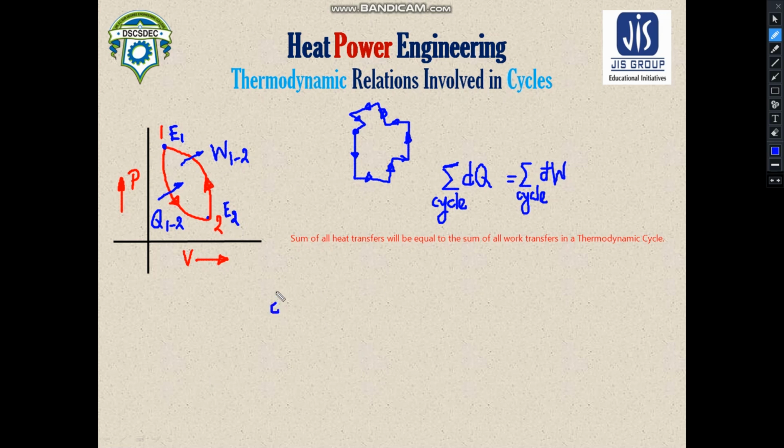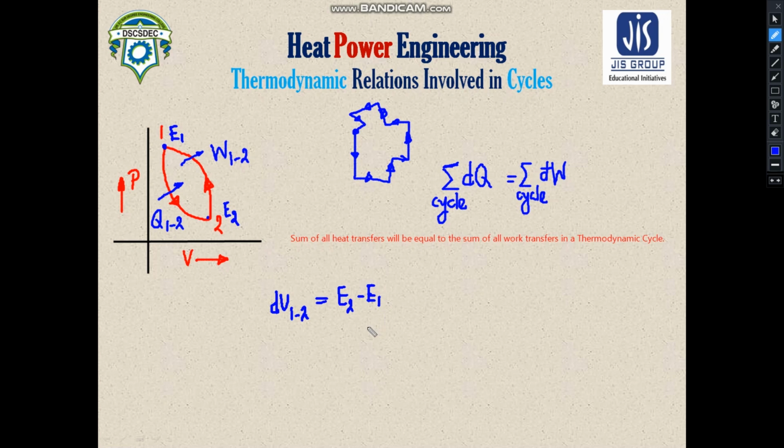You can simply write du for process 1 to 2. That means you are calculating the change of internal energy for the process 1 to 2. Then what will be the change? Change always means final minus initial. E2 is the final internal energy, whereas E1 is the initial. So simply it would be E2 minus E1.